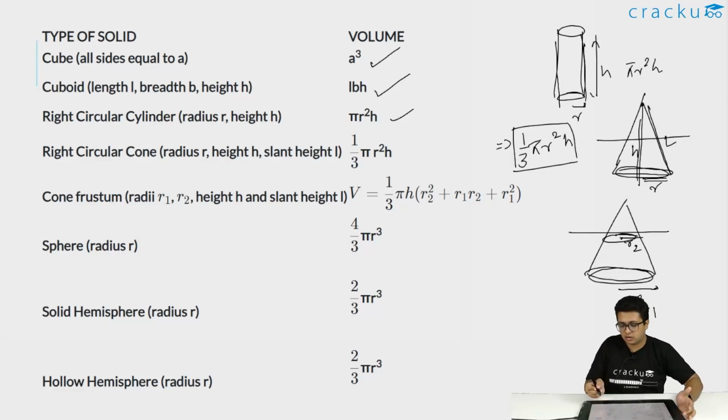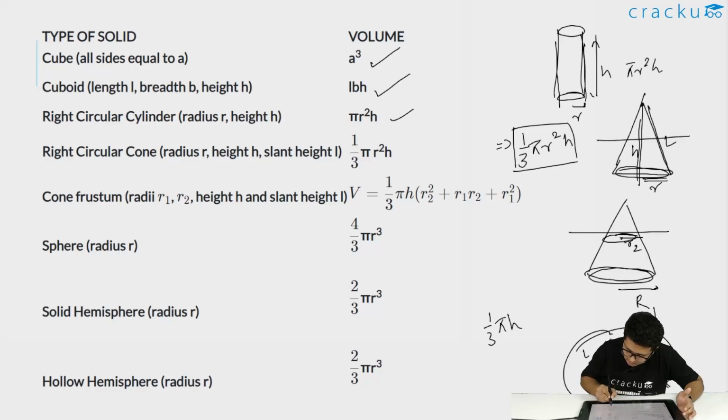So a frustum is basically a shape that looks like this, with a circular base on top and a circular base on the bottom. Obviously the circular bases are not equal, but they are parallel, and it's got a lateral length. This is the small radius and this is the bigger radius. The formula to calculate the volume of this would be 1 by 3 pi h, where h is the height after it's been cut off, times r1 square plus r2 square plus r1 into r2.